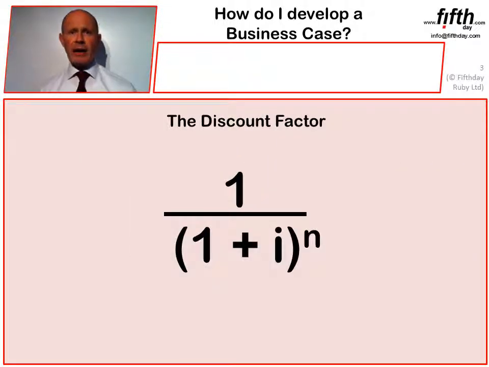So here we have i, which is the rate, and n, which is the number of years hence. So assuming a rate of 6% and a forecast needed for year 2, the calculation would be like this.